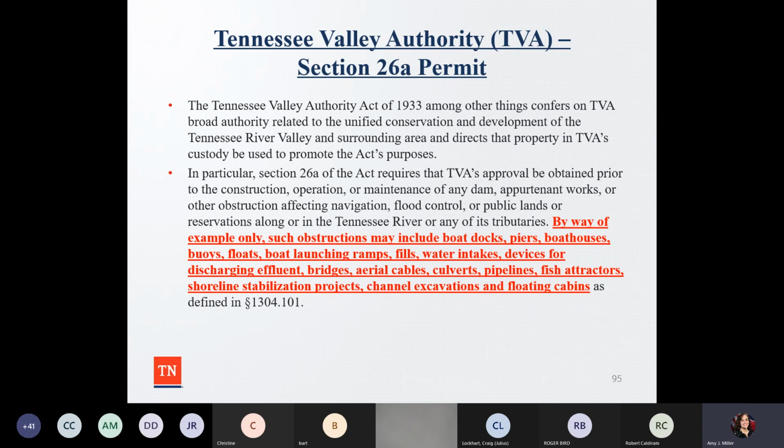Examples of some of these obstructions may include a boat dock, a pier, boat houses, buoys, floats, boat launching ramps, fills, water intakes, devices for discharging effluent, bridges, aerial cables, culverts, pipelines, fish attractors, shoreline stabilization projects, channel excavations, and floating cabins.